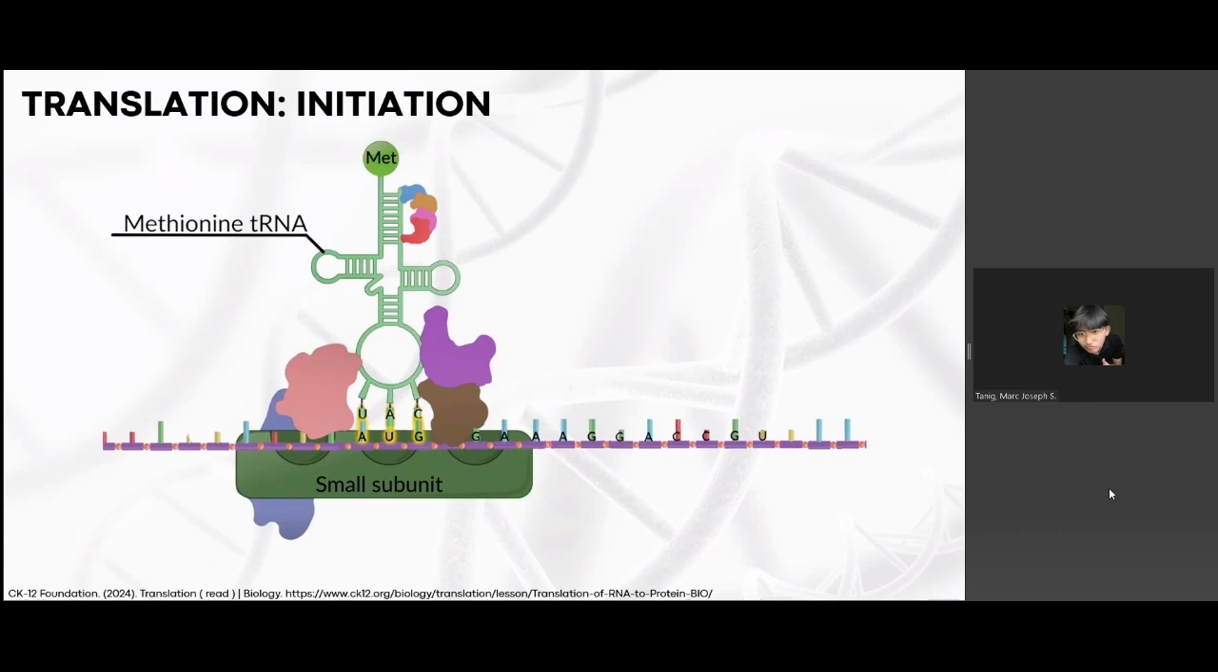AUG codes for methionine, and this codon is universally recognized as the beginning of translation. Next to that, a charged tRNA bearing methionine, or the initiator tRNA, pairs with the start codon via its anticodon.